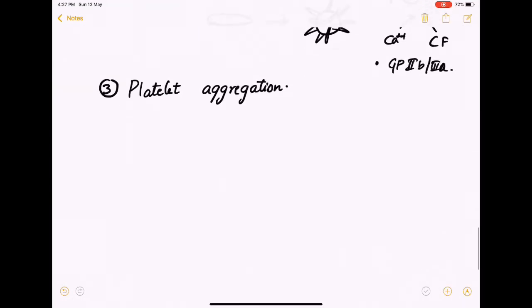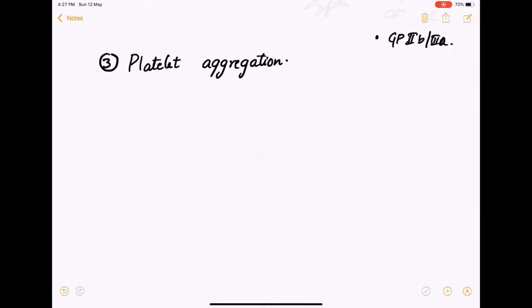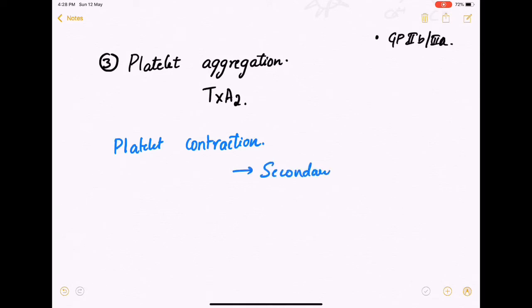Next is platelet aggregation. This is facilitated by substances such as thromboxane A2, where more and more platelets come and accumulate at the site. This is followed by something called platelet contraction. Platelet contraction leads to a stronger and more compact clot formation, and this is called a secondary clot or secondary hemostatic plug.